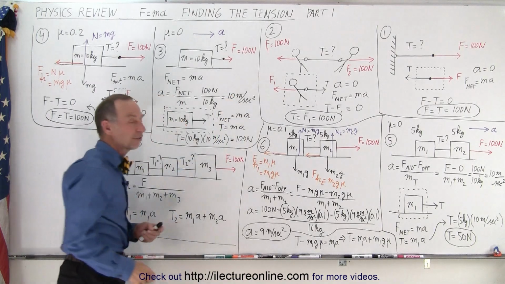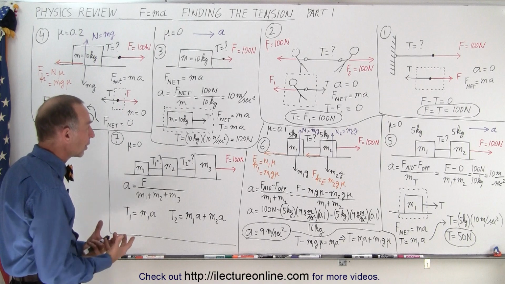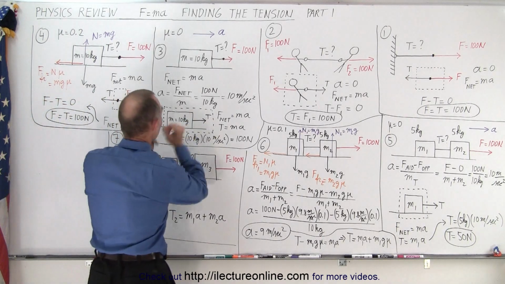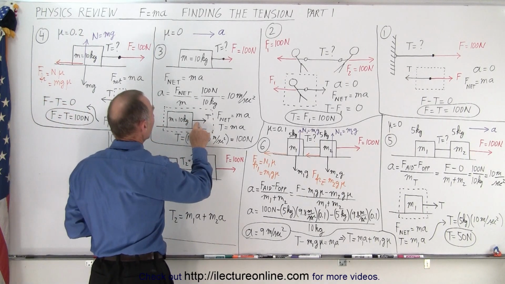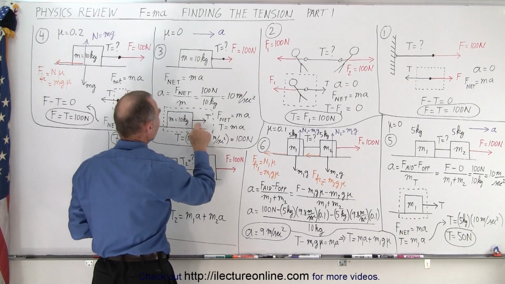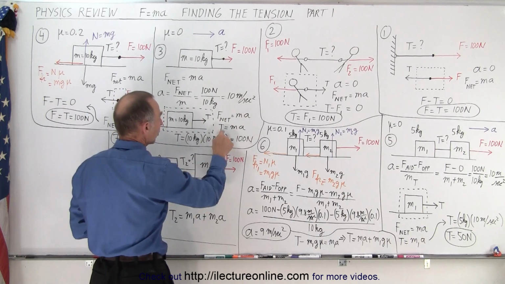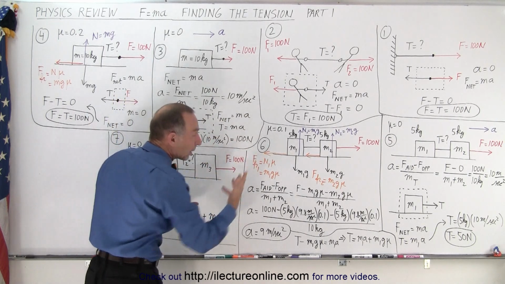We get the acceleration of 10 meters per second squared. So now that we know the acceleration, now we can isolate this block right here. We can now see that what's pulling the block to the right is the tension. The tension will cause the block to accelerate at 10 meters per second squared. So when we solve for the tension, we again get 100 newtons.